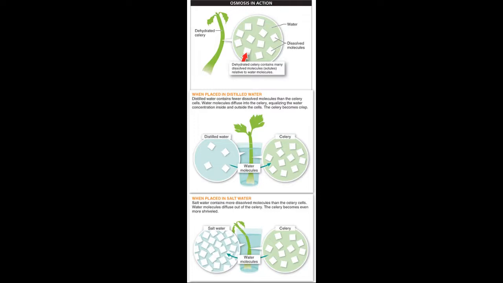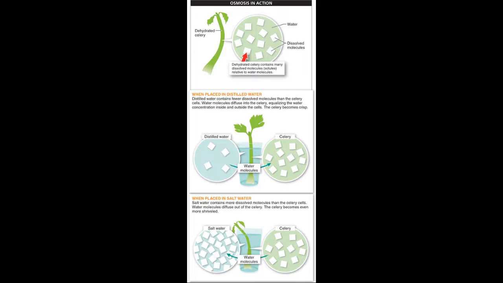You can make it firm and crisp again by placing it in a solution of distilled water. Well, why distilled water? Well, it's because it contains very few dissolved molecules, so it's a hypotonic solution. Cells in the celery stalk, on the other hand, contain many dissolved molecules, such as salt. Because these dissolved molecules can't easily pass across the plasma membrane of the celery stalk cells, the water molecules move down their concentration gradient and into the celery cells.